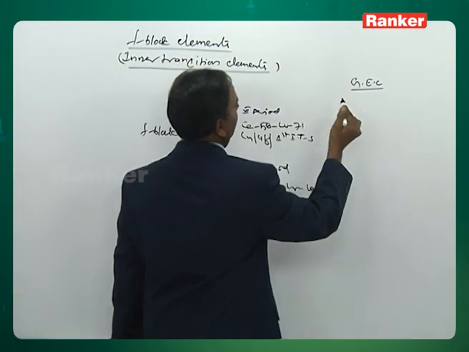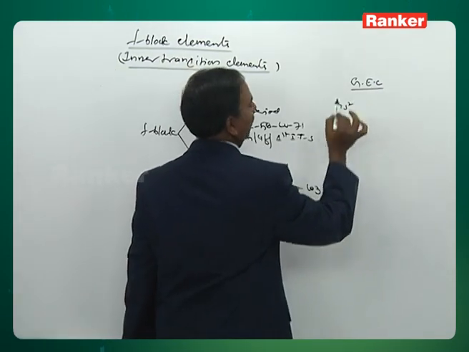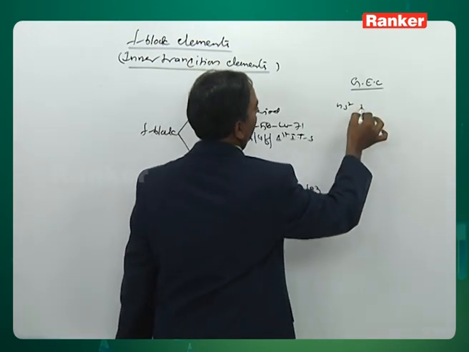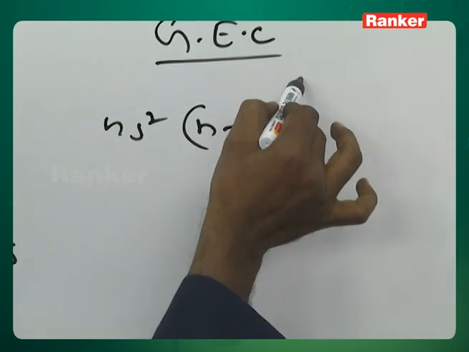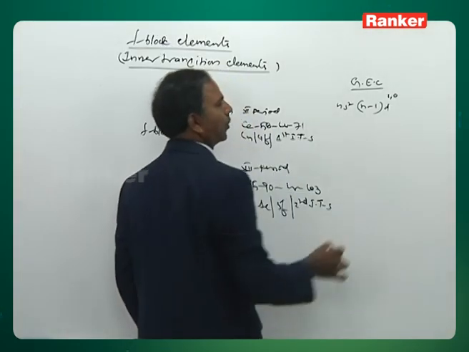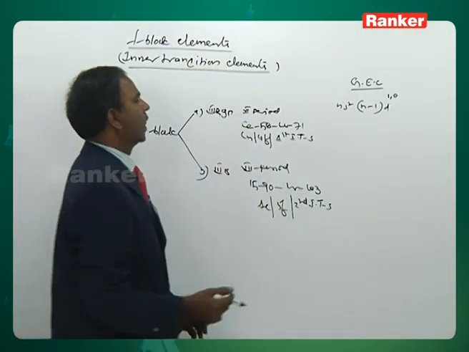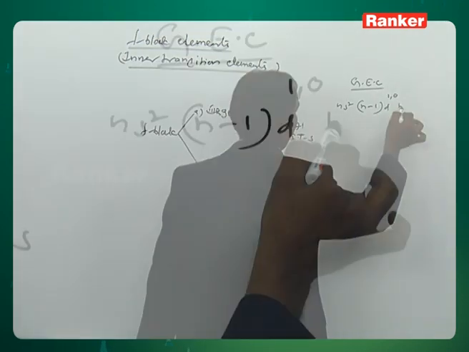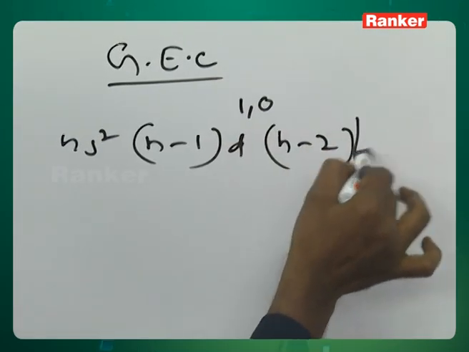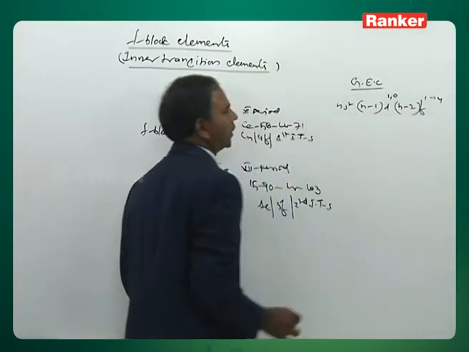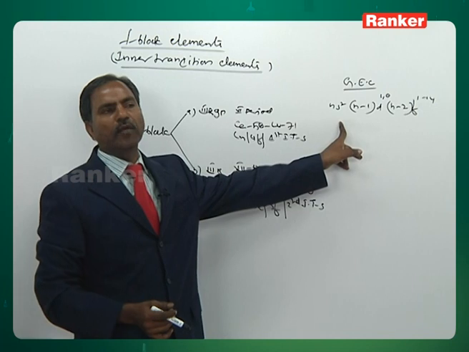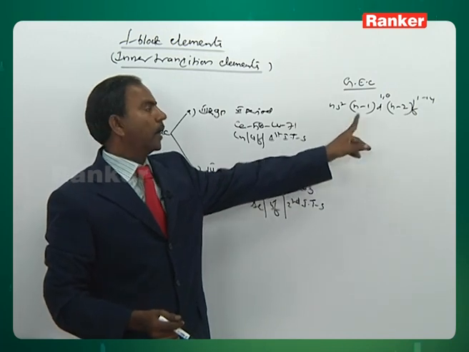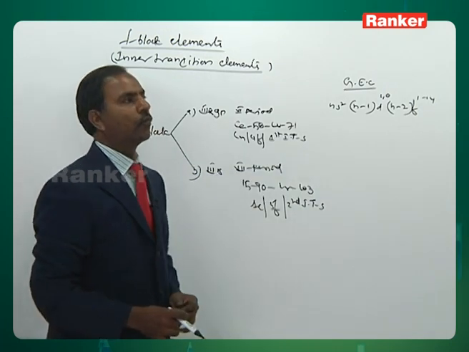While showing the general electronic configuration, we have to show the valence shell ns2, then (n-1)d, which in some of the elements is 1 and in some is 0, so we write 0, 1, and then (n-2)f 1 to 14. The general electronic configuration of lanthanides is ns2 (n-1)d0,1 (n-2)f1 to 14.